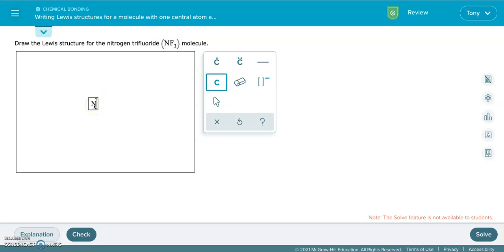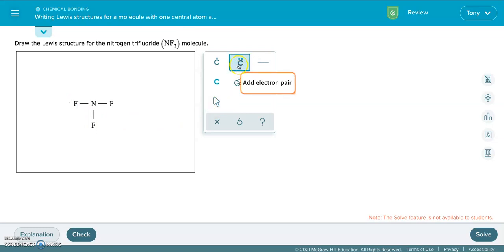So now that we've figured that out, we're going to start drawing this molecule. We're going to have nitrogen in the center, and then the 3 fluorines are going to be arranged around that central nitrogen. So we'll place the bonds first. Then we can go in and fill in our fluorine atoms like that.